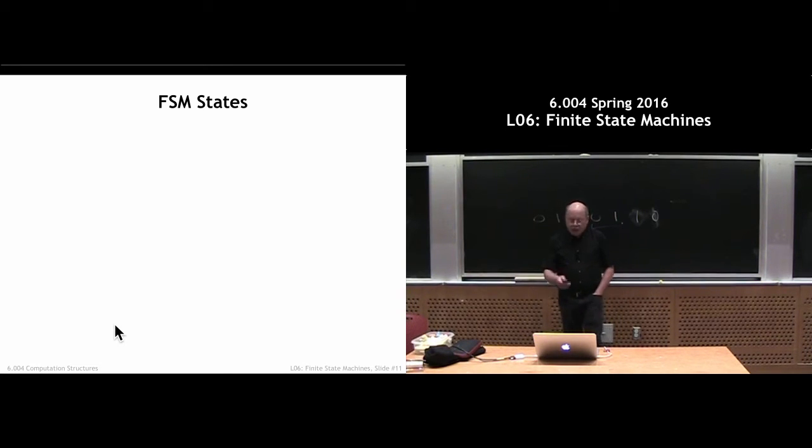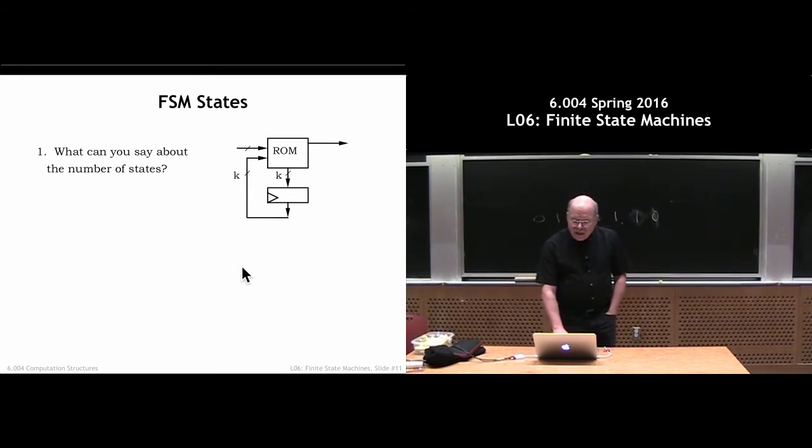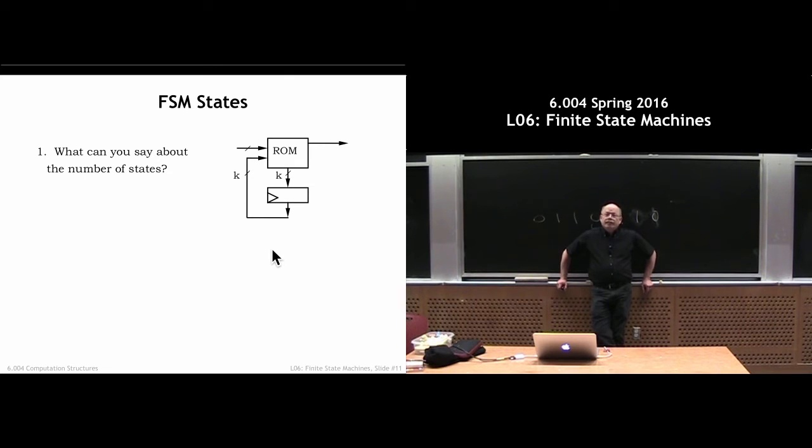No. Okay. All right, if I showed you this diagram, what could you tell me about the number of possible states of this FSM? Yeah, 2 to the k, right? So there's k state bits, and every possible combination of those k bits is a different state. And so there's 2 to the k combinations of k bits, because each bit can either be 0 or 1.